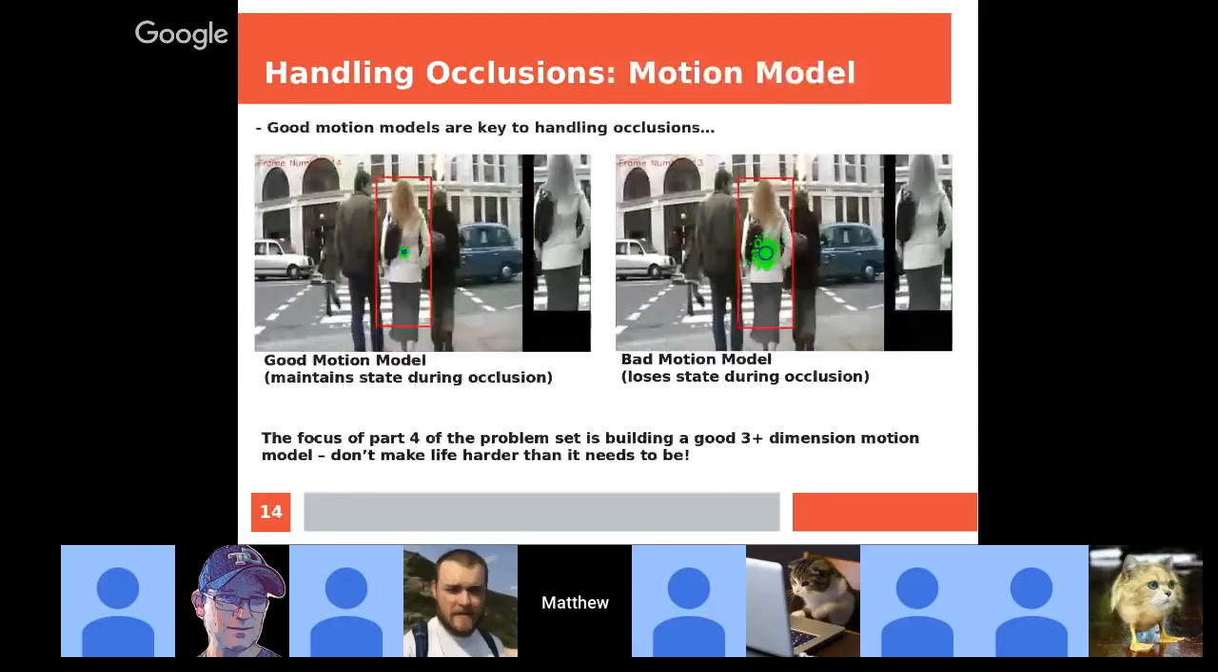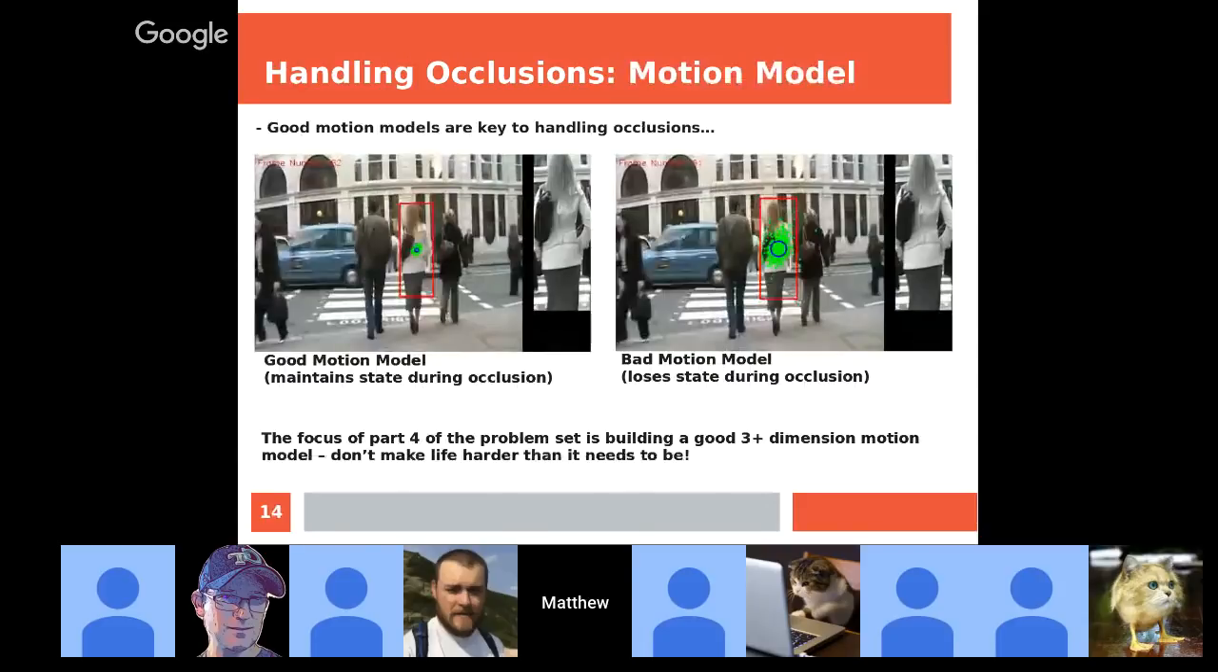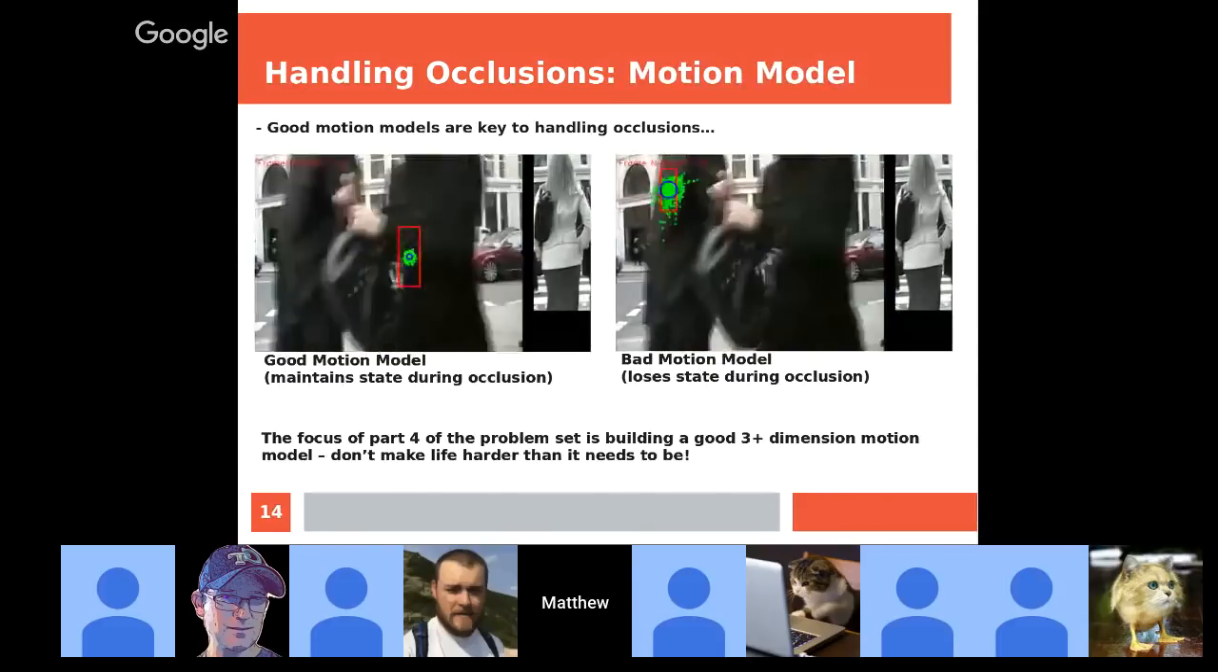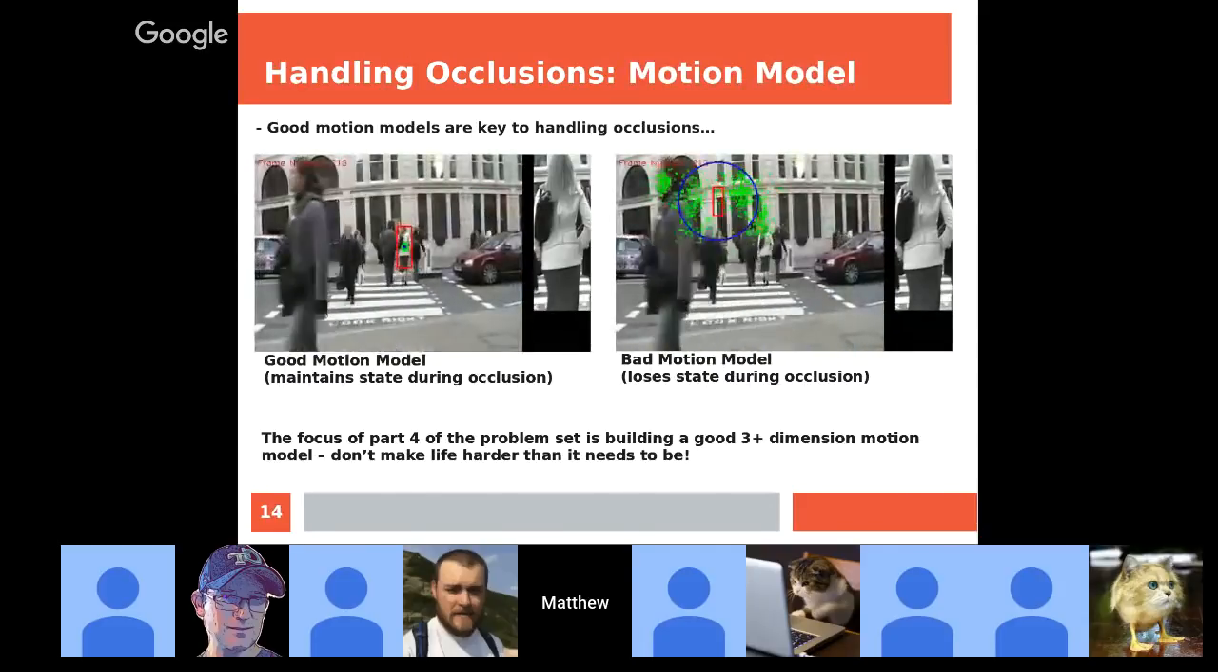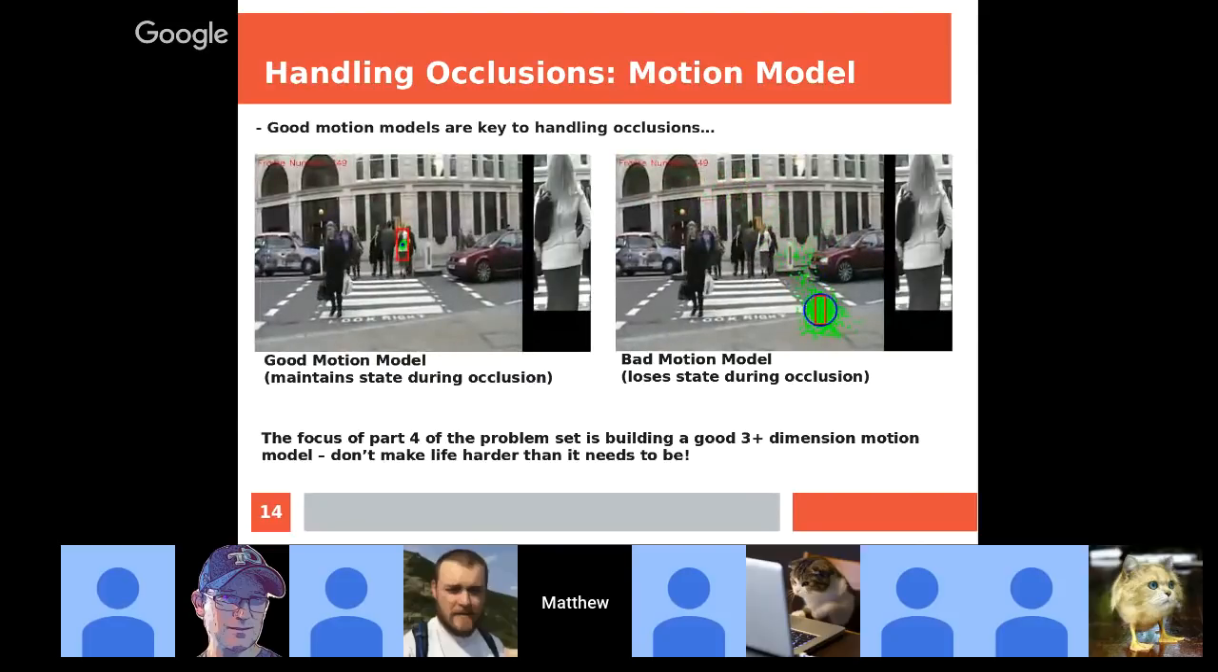Let me see if I can run that video again. So good motion model, the occlusion passes and my particles don't diverge. Bad motion model, the occlusion passed, my particles diverged too much and I lost the object. The only difference between the left and the right video is the tuning and parameters of the motion model. I'm not doing anything fancy in the left video that isn't done also in the right video. It's merely a matter of the motion model.